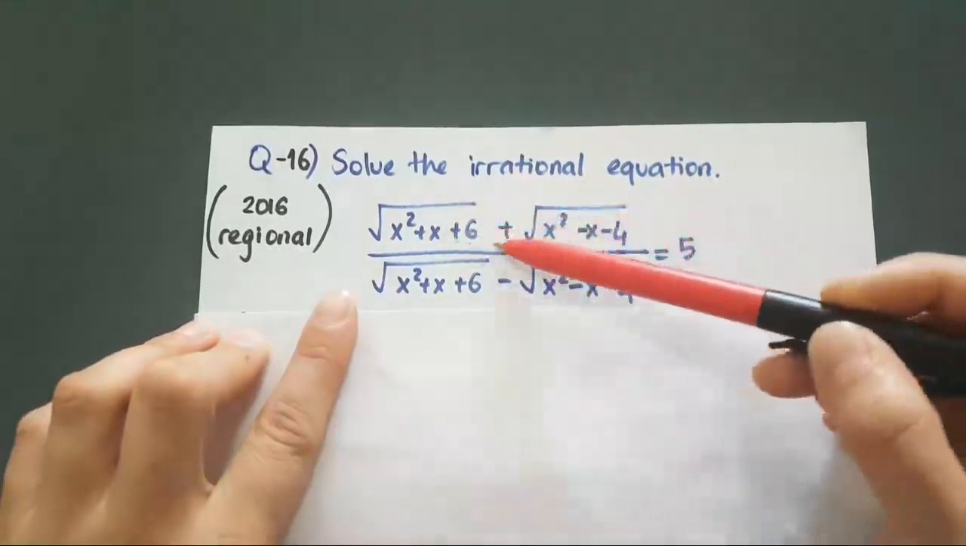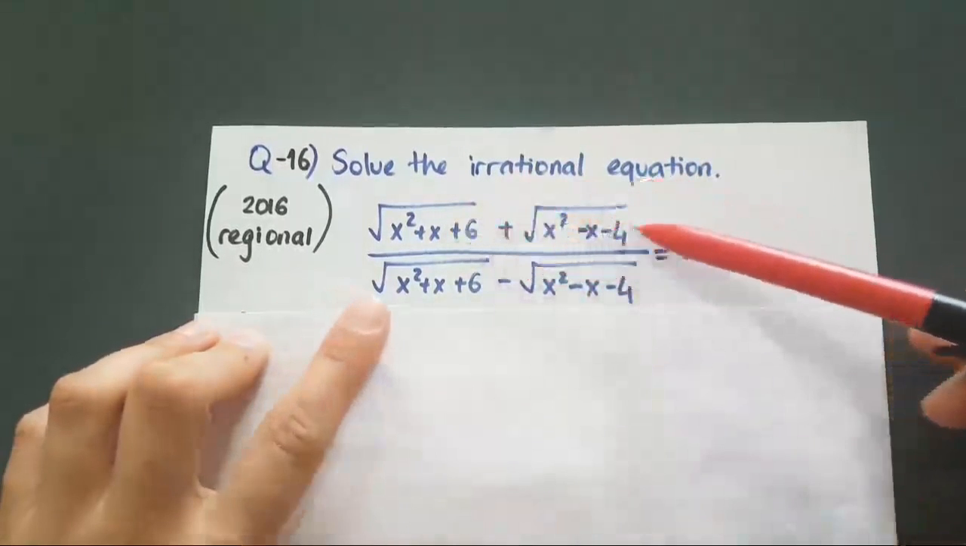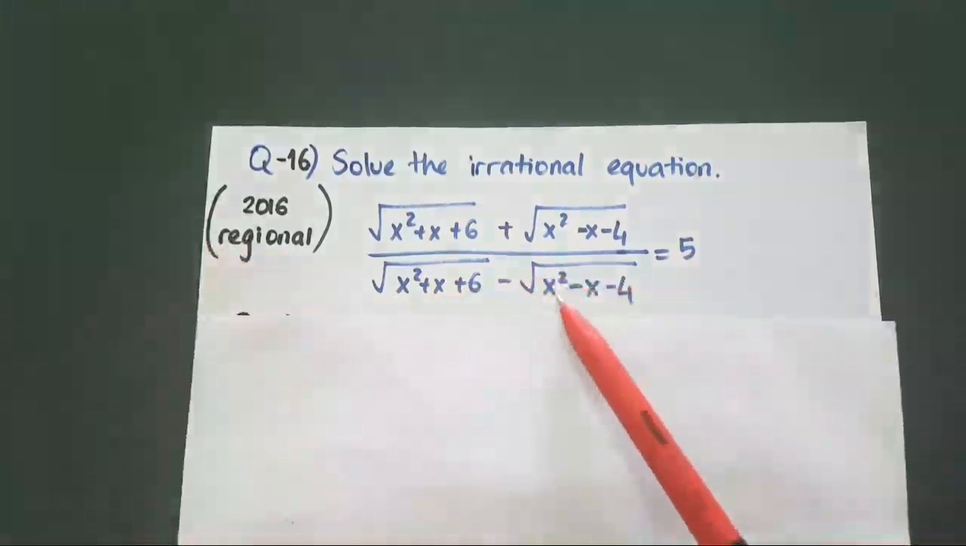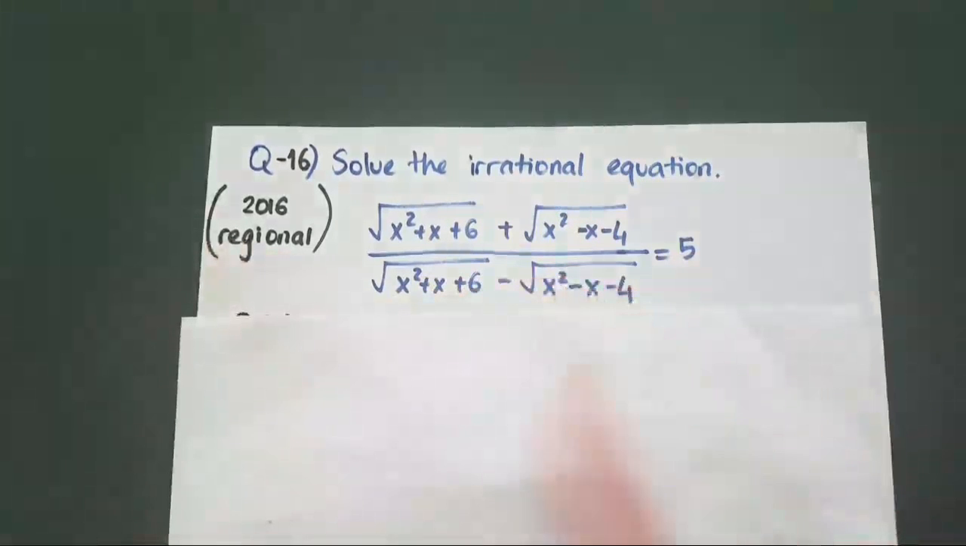Square root of x squared plus x plus 6 minus square root of x squared minus x minus 4, over square root of x squared plus x plus 6 plus square root of x squared minus x minus 4, is equal to 5. Solve it.